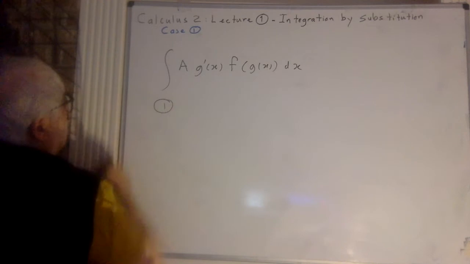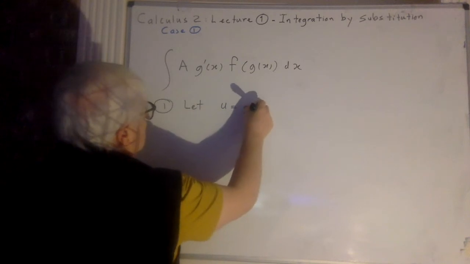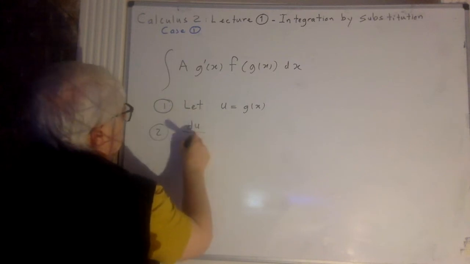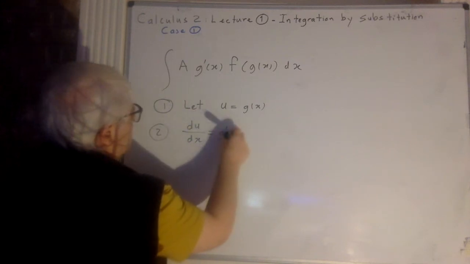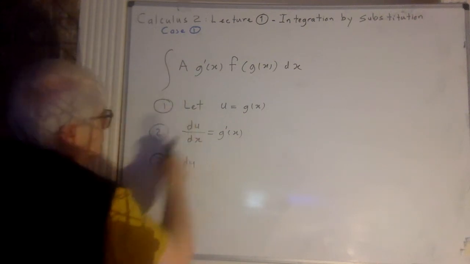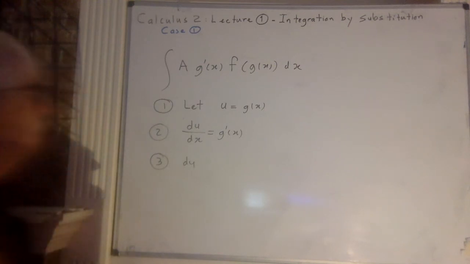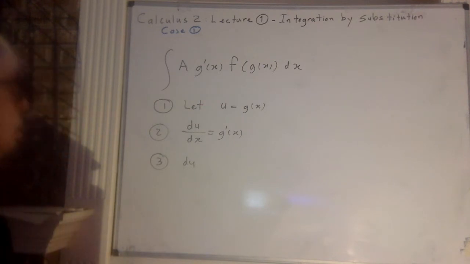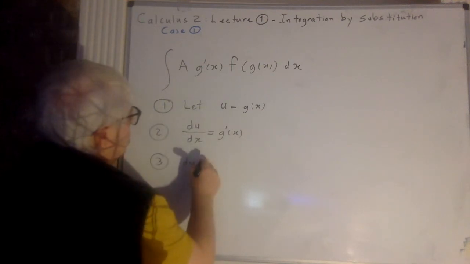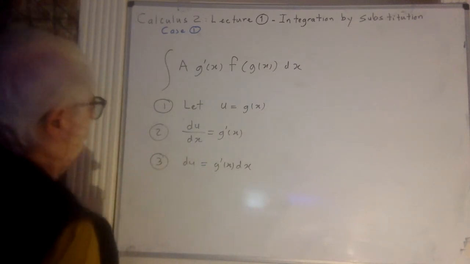So one, what you do is you let u be g(x). Two, then du/dx is g prime x. And three, du. You see this du/dx means the derivative of u with respect to x. It can also be treated as a fraction, so you can cross multiply. So du times 1, this times this, so that is g prime x dx.